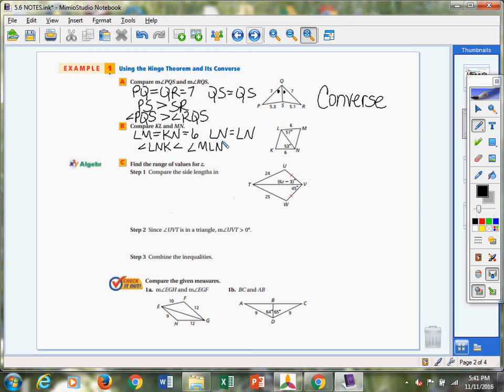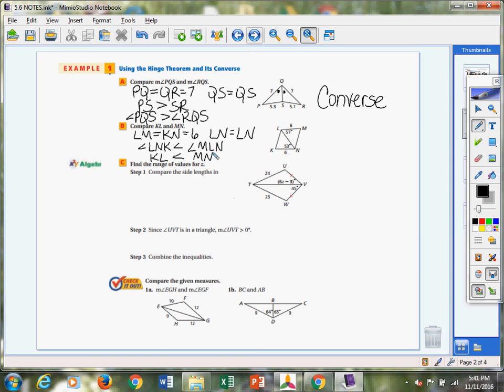So now let's look at KL. KL is opposite of that 53 degrees. That's opposite of that LNK. So KL has to be smaller than the side that's opposite of that bigger angle. So MN is opposite of angle MLN. And so that's the relationship we would write here.